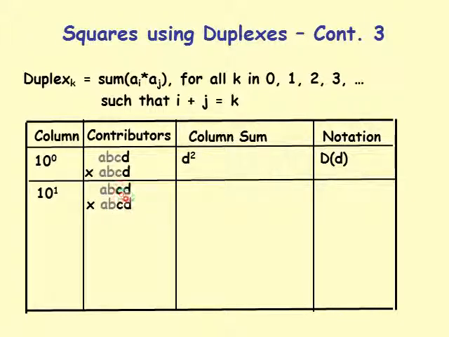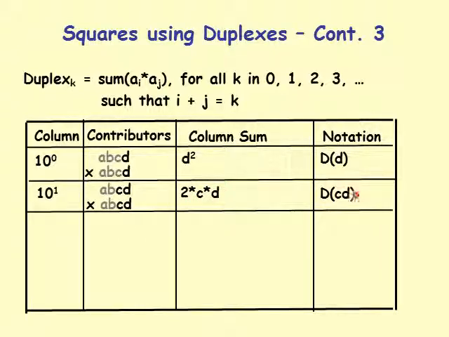So here is a CD and here is another CD, so we have 2CD. Here they were vertically aligned together, so I get D squared. We multiply them together, we get D squared. Here they are crosswise aligned together, with the products crosswise, and we get 2CD. So I got 2 times CD, and what is 2 times CD? It's a duplex of CD.